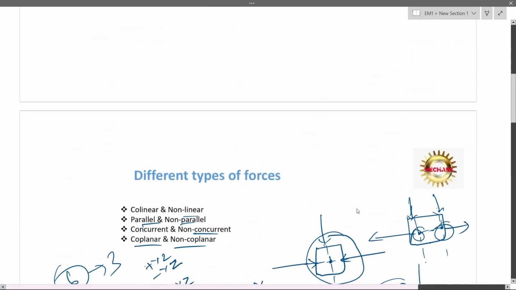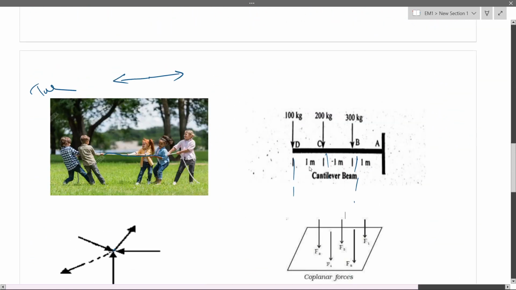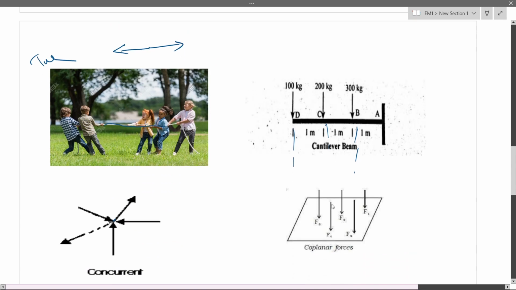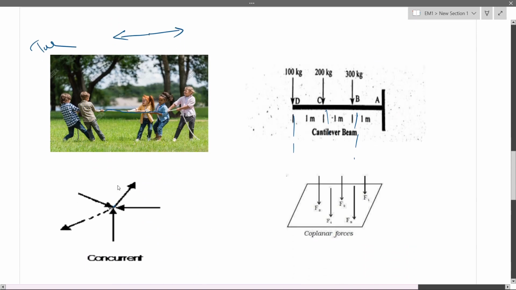And the next type is parallel. We saw this is parallel forces. These 3 forces are acting parallel, and if you see this, this is not a parallel force. And if you see these forces, this is parallel.